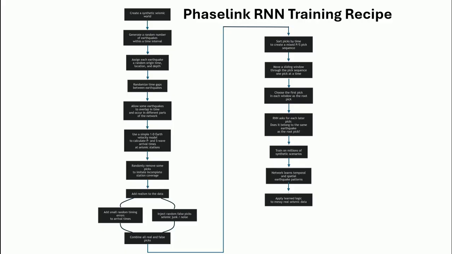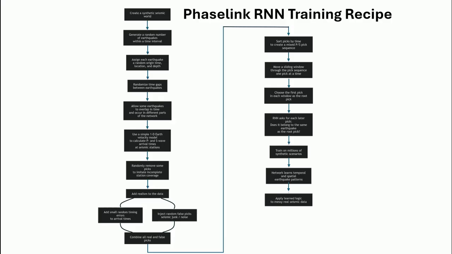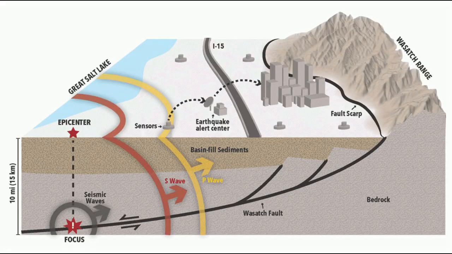The phase-link recurrent neural network training procedure works as follows. The program first creates a synthetic seismic world inside the computer. A random number of earthquakes is generated within a given time interval. Sometimes none occur, and sometimes many occur close together in time. Each earthquake is assigned a random origin time, a random location, and a random depth within the model Earth.